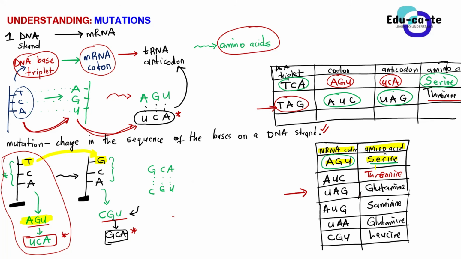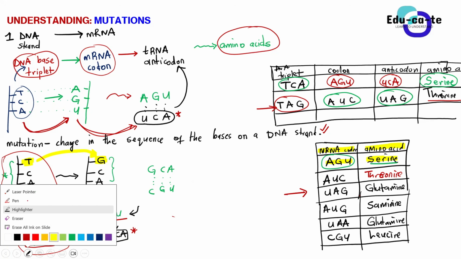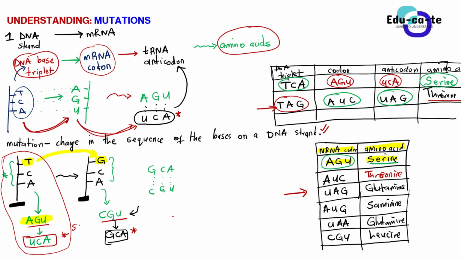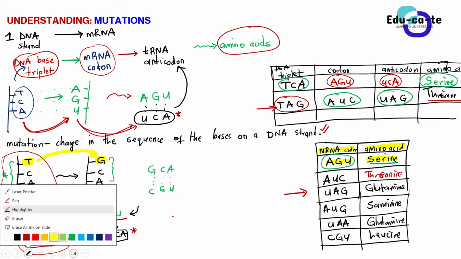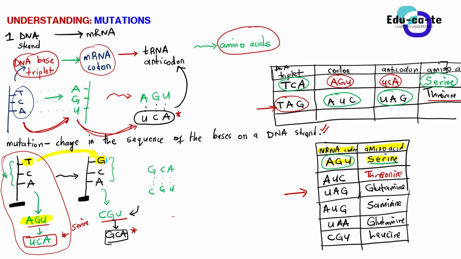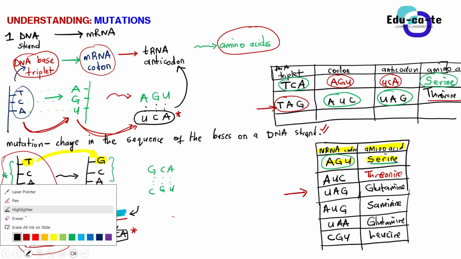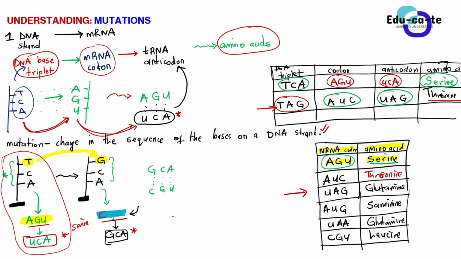Yes, sir. So before I was supposed to code for serine. Basically, at first I was supposed to find serine as the amino acid. But now my codon has changed. My mRNA codon has changed because the T has been replaced by G in this new strand. Our new codon is now CGU. Do you guys see it is now CGU? This is the mRNA codon that we're able to create with this new base triplet, which is GCA. So this CGU is our new codon.